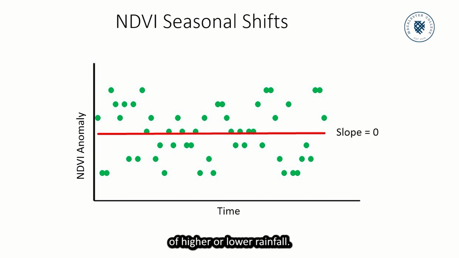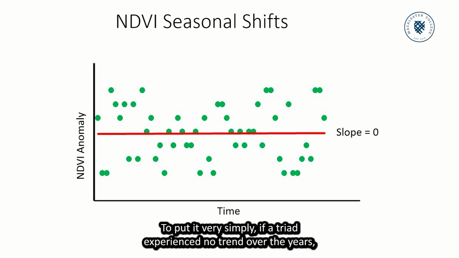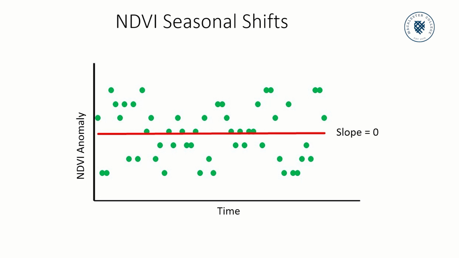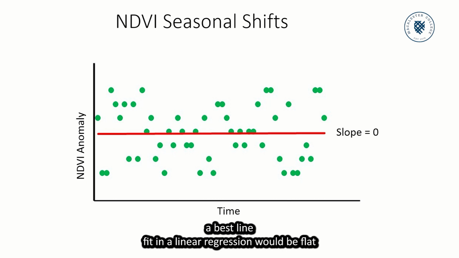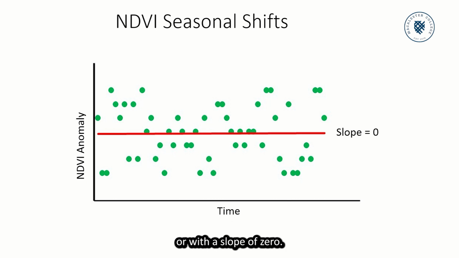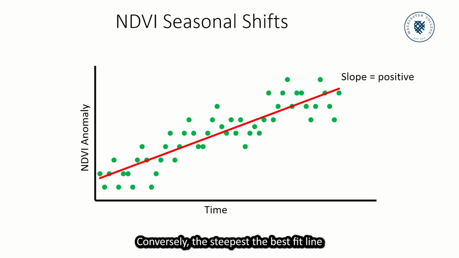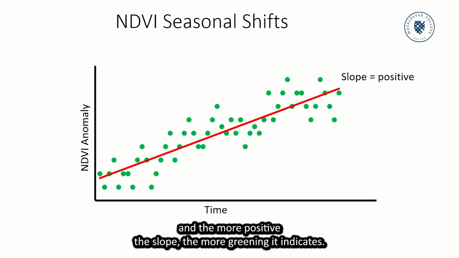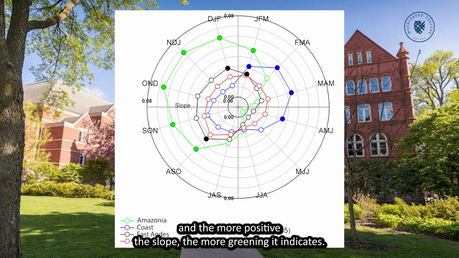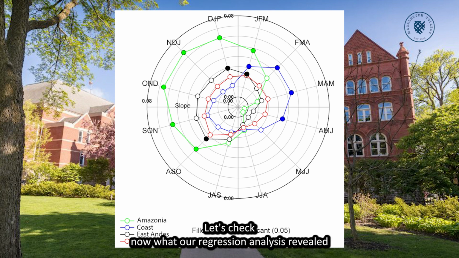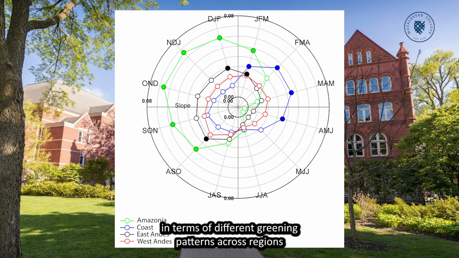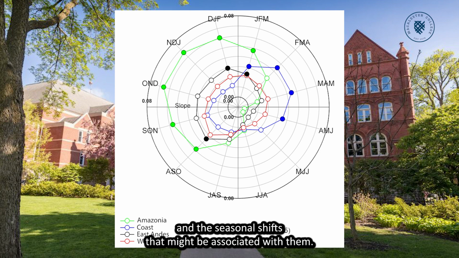To put it very simply, if a triad experienced no trend over the years, a best fit line in a linear regression would be flat, or with a slope of 0. Conversely, the steeper the best fit line, and the more positive the slope, the more greening it indicates. Let's check now what our regression analysis revealed in terms of different greening patterns across regions and the seasonal shifts that might be associated with them.